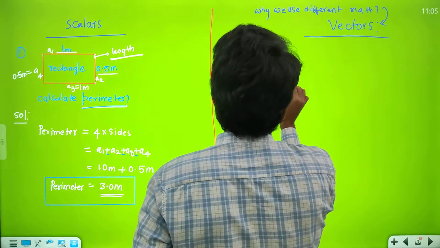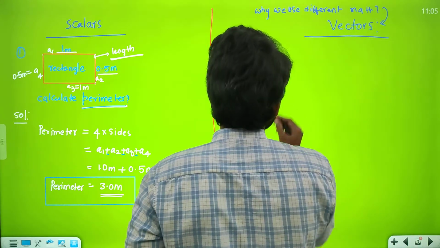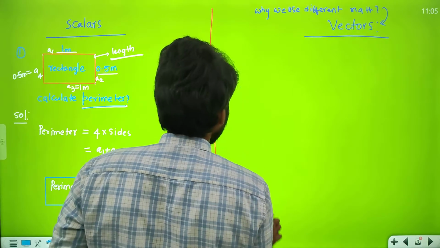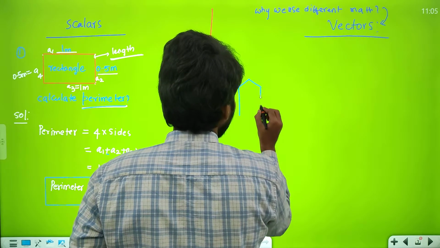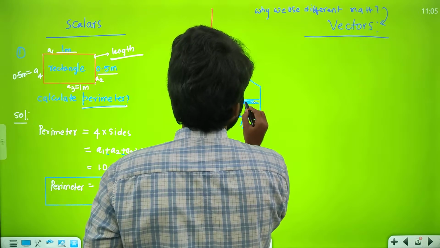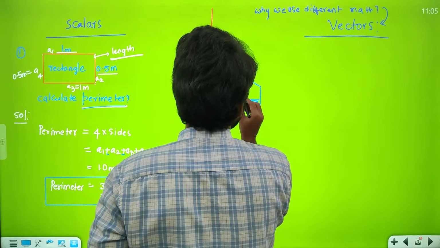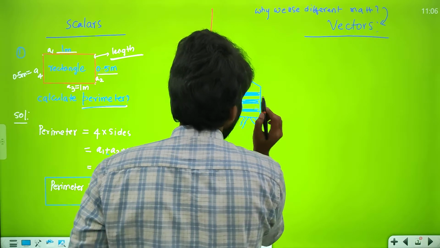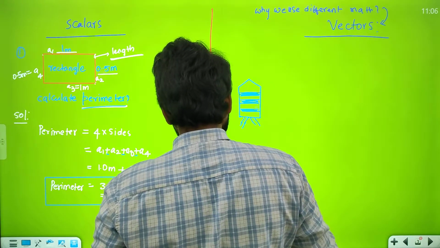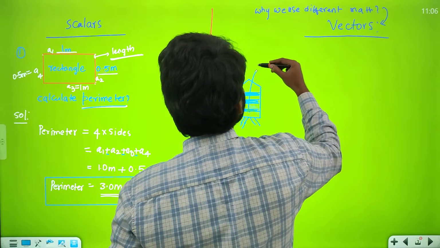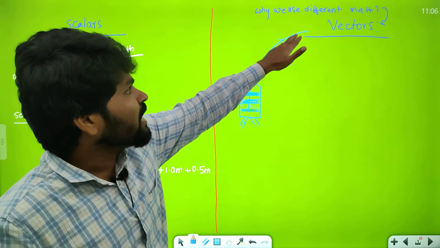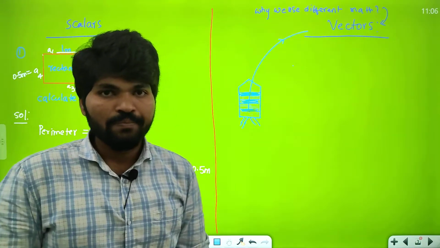Let's take an example, a rocket. This is a rocket, it has some fuel. We already know there are three types of burning stages in a rocket. We are not going to discuss this. The rocket is going like this. This is the path of the rocket. The rocket is going into the atmosphere, right?